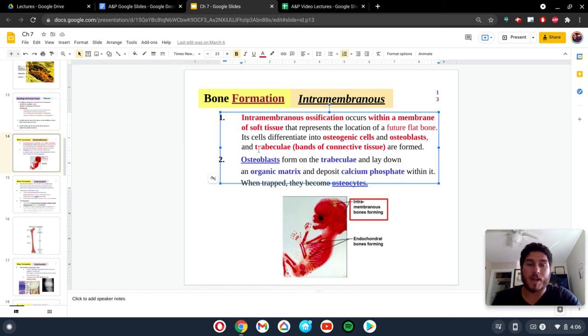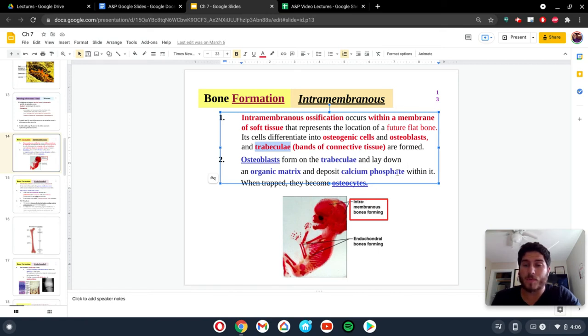Not only that, we're also going to have trabeculae, which are going to form in this area. And again, trabeculae are those connective tissues found within the bones that help give it structure as well as some strength, right? So it gives it the structure so that the bones can ossify around it, which in turn gives it the strength that it needs. So that said, these osteoblasts are going to form these trabeculae and lay down that organic matrix of all the materials needed in order to make the bone and deposit calcium phosphates within it.